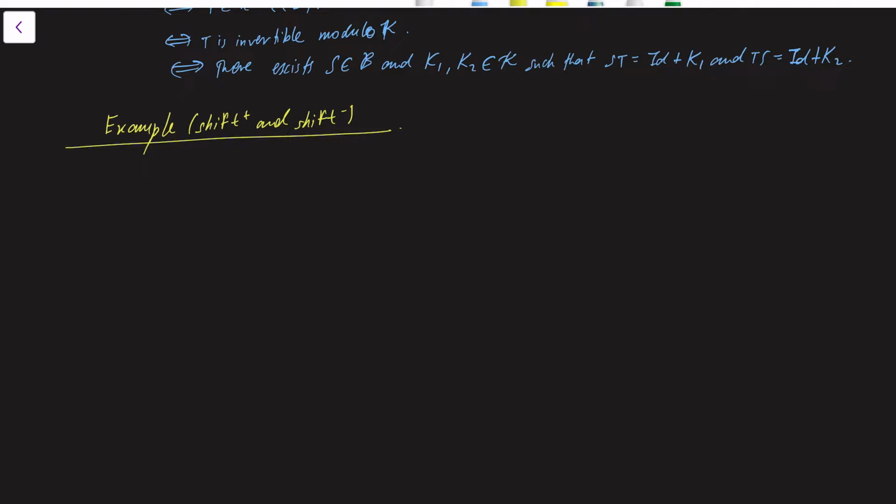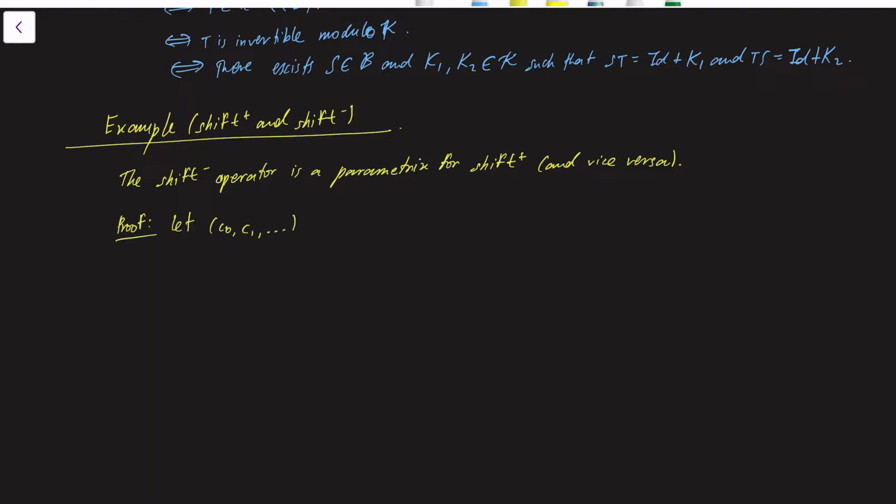Now, in this example, the shift minus operator is a parametrix of the shift plus operator, and vice versa. The shift plus operator is also a parametrix of the shift minus operator. We can see this by the symmetry in Atkinson's theorem. The proof for this goes as follows.